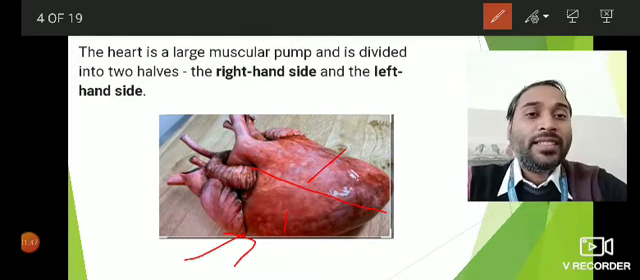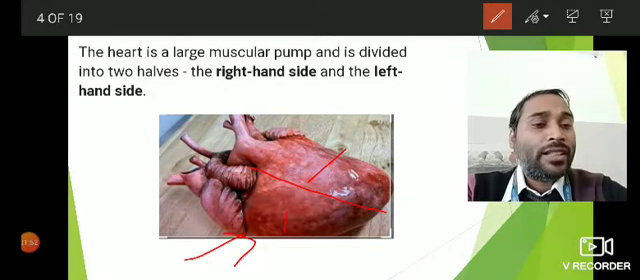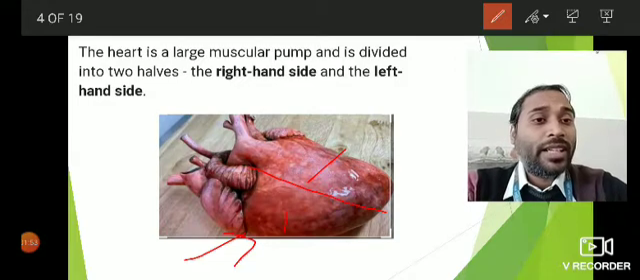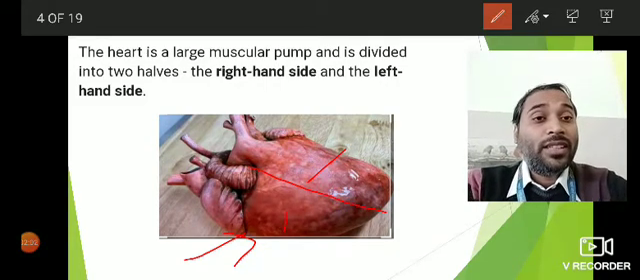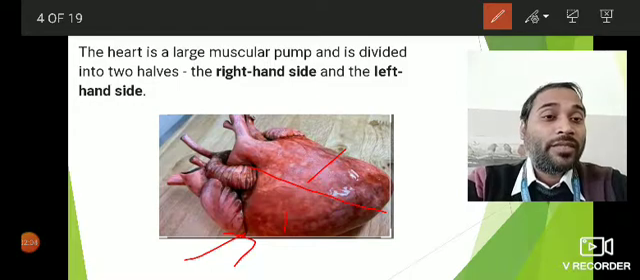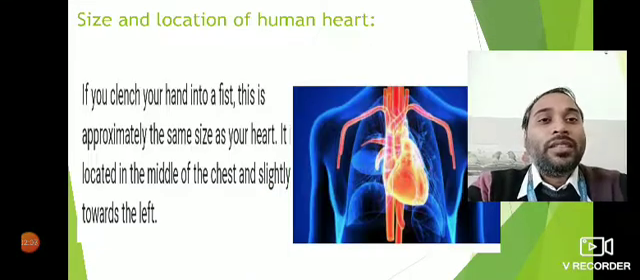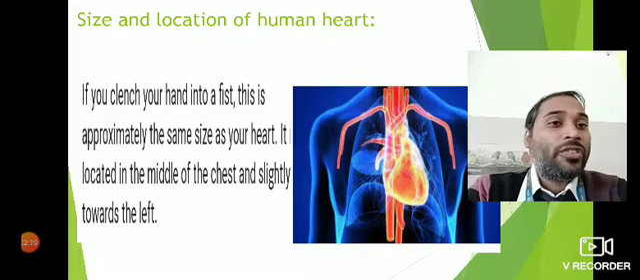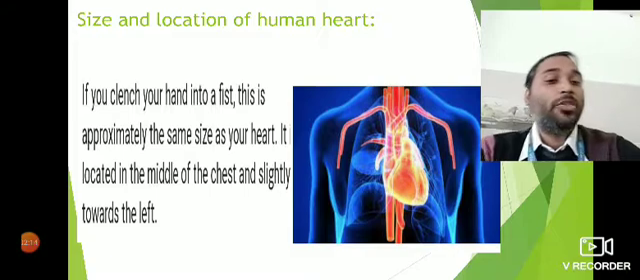So basically it is a muscular pump, large muscular pump that keeps pumping, that keeps working continuously without stopping. So this is a very important organ, so it is considered to be a very vital organ without which no one can survive. So this is human heart. Now about size and location of human heart. Now where it is located and how big is the size of the human heart.